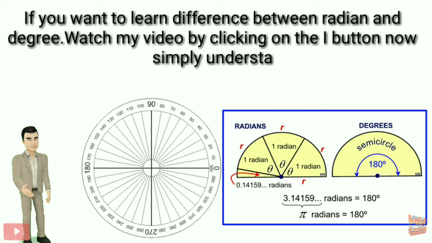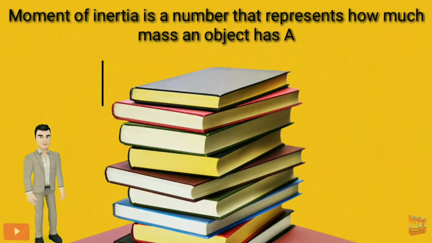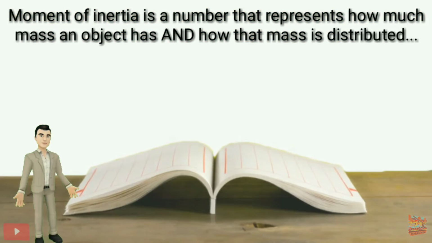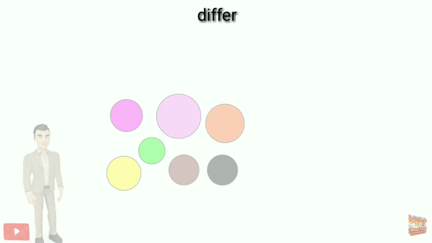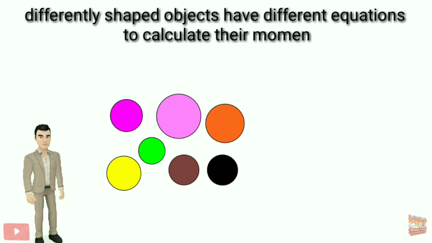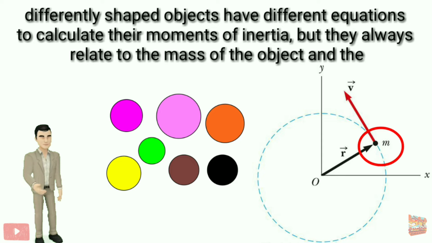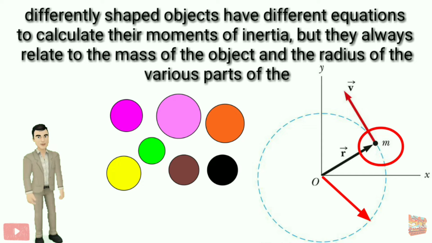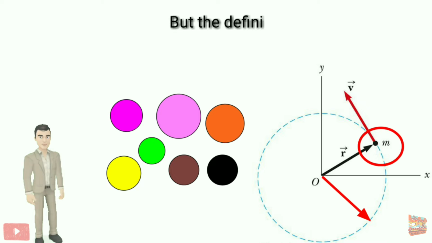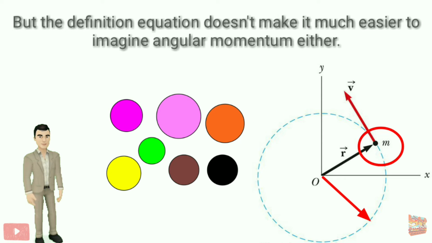Now let us simply understand what moment of inertia is. Moment of inertia is a number that represents how much mass an object has, and how that mass is distributed. Differently shaped objects have different equations to calculate their moments of inertia, but they always relate to the mass of the object and the radius of the various parts of the object. But the definition equation doesn't make it much easier to imagine angular momentum either.